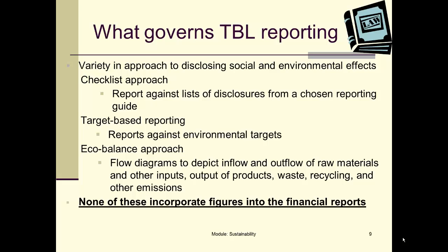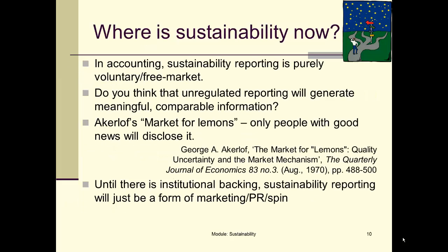Another way of dealing with triple bottom line is sort of a diagrammatic approach, where you show the inputs and the outputs in terms of raw materials, wastage, products, value, other emissions. So these are different ways of reporting social and environmental aspects. But remember, none of these link in with our financial reports. Unless there is a distinct, clear cost or benefit, the financial reports are not going to be showing up triple bottom line. They're not going to be showing up the social and environmental parts of triple bottom line.